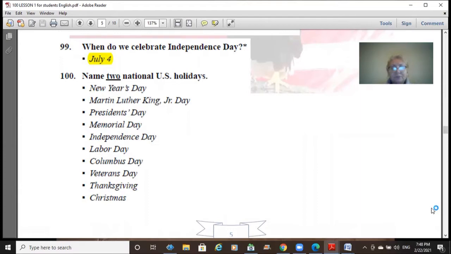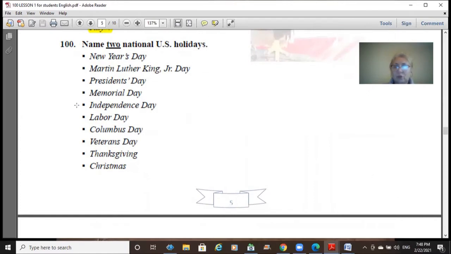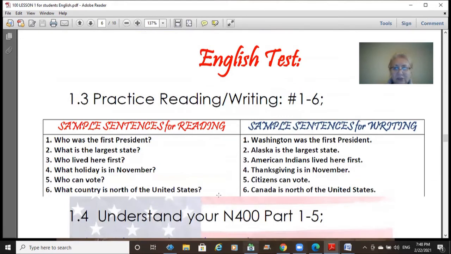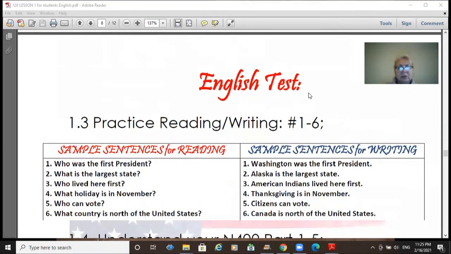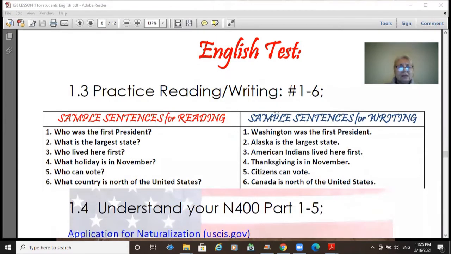So after they ask you civics questions, which is, they are supposed to ask 10 questions at your interview, and to pass this part, you need to answer 6 questions correctly, they will move to the English test. I believe that they will ask you first to read one sentence in English and then to write one sentence.